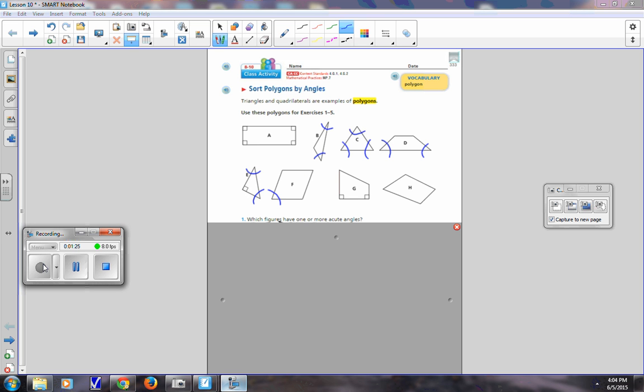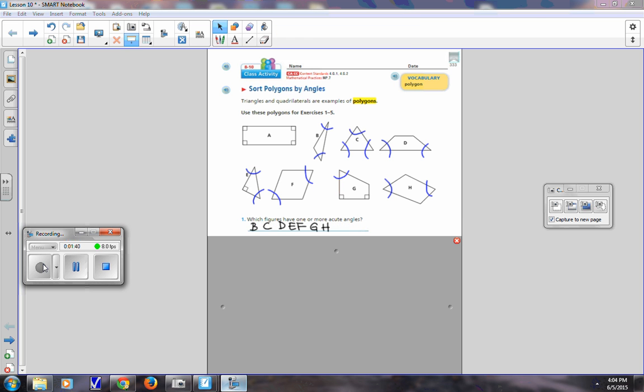Acute. Acute. No? Yeah, I think so. Acute. Acute. So, several. B, C, D, E, F, G, and H all have one or more angle that is 90 degrees or less. So we could sort those polygons into that category.